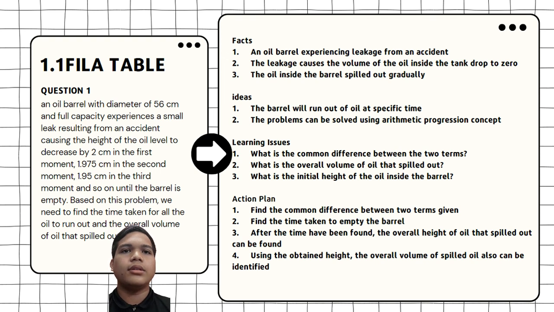The only learning issues here are the common difference between the two terms, the overall volume of oil that spilled out, and the initial height of the oil inside the barrel. So the action plan is we need to find the common difference between two terms given, find the time taken to empty the barrel, and after the time has been found, the overall height of oil that spilled out can be found. Using the obtained height, the overall volume that spilled out also can be identified.